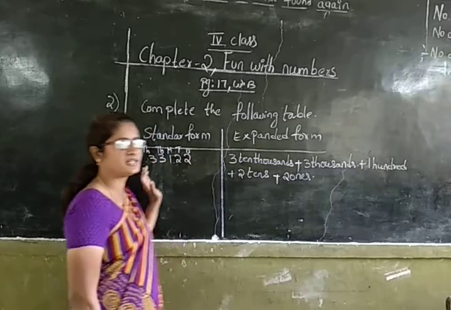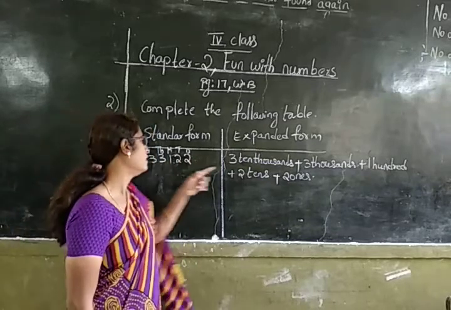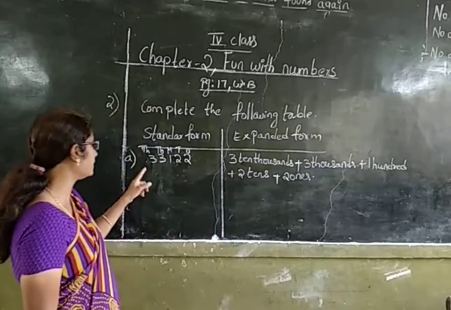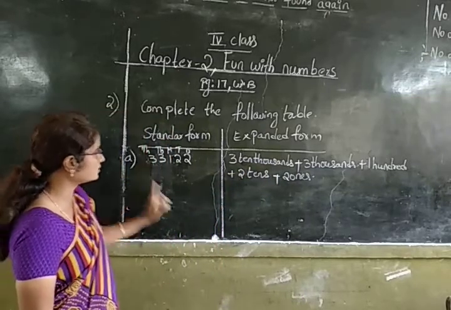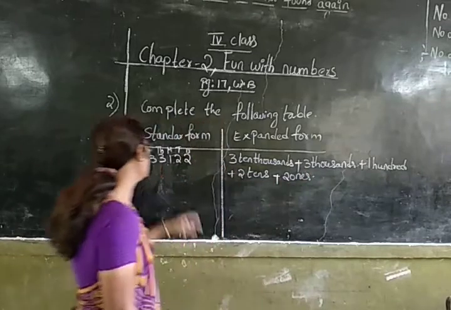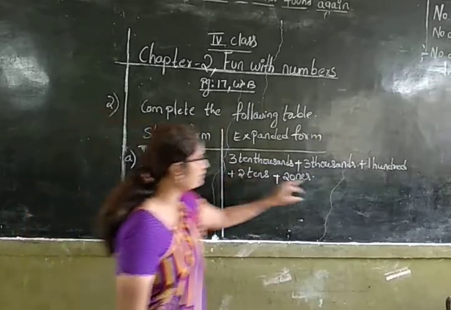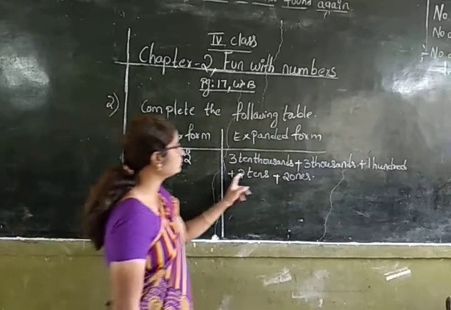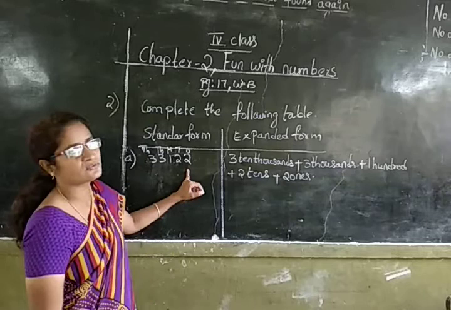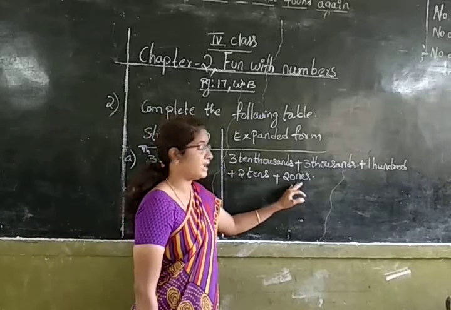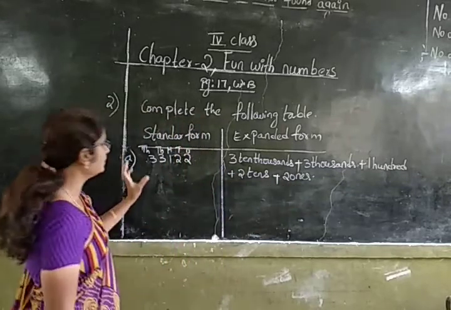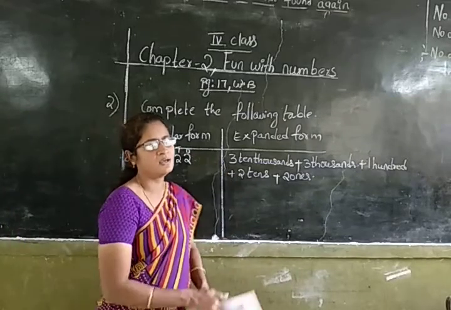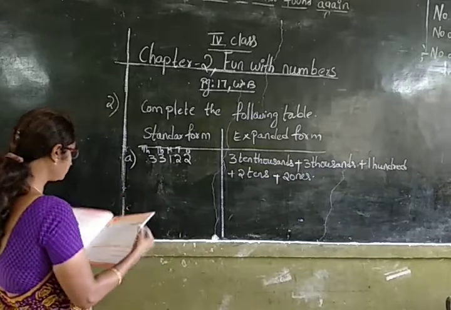What I have done? I have written the place value of each digit of the given number. 3 is in 10,000s place, so I have written 3 10,000s. This 3 is in thousands place, so I have written 3,000s. This 1 is in hundreds place, so I have written 100. This 2 is in tens place, so I have written 2 tens. And this 2 is in ones place, so I have written 2 ones. So what I have done? I have written the place value of each digit in a number, and this is called the expanded form.